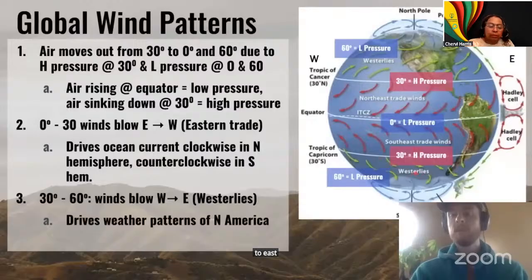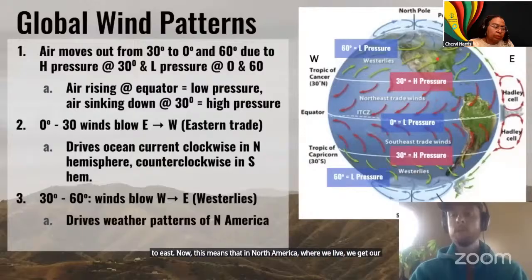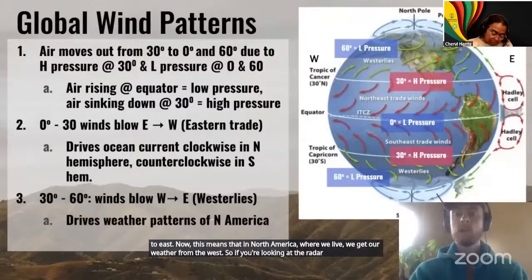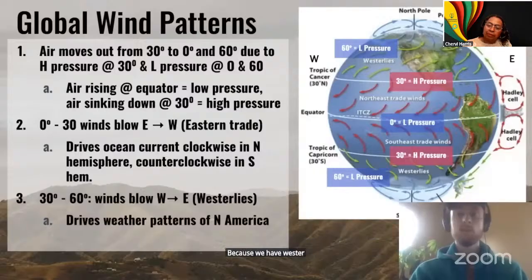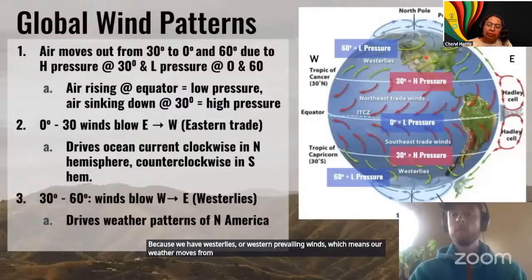Now this means that in North America, where we live, we get our weather from the west. So if you're looking at the radar to try to see if we're going to have a snow day, you're going to look over at Chicago and Wisconsin because you know that their storms are headed our direction because we have westerlies or western prevailing winds, which means our weather moves from the western United States over to the eastern United States.